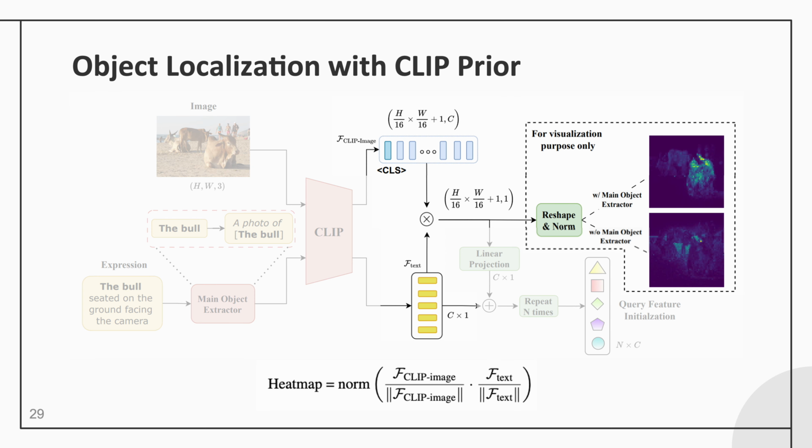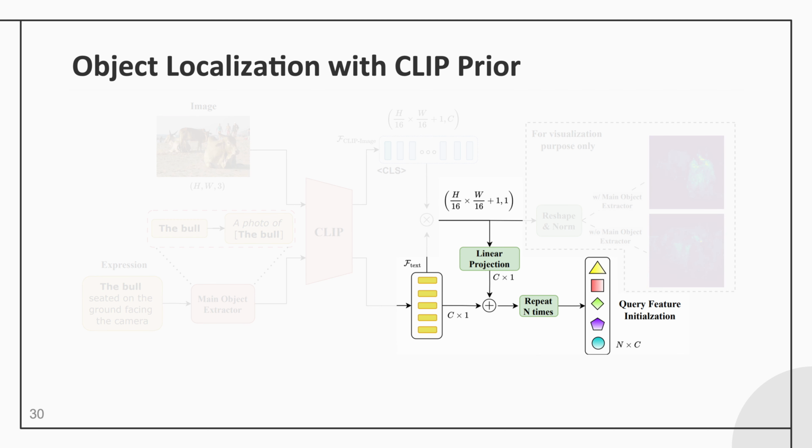The visual heat map can be obtained by calculating the dot product between the normalized visual and text features. To embed the heat map prior from CLIP into the query feature, as a normal practice, we first change its dimension to C. Then we repeat it n times together with the text features to create n object queries, each with dimension of C. This CLIP-aware query feature will contain both visual and text information.